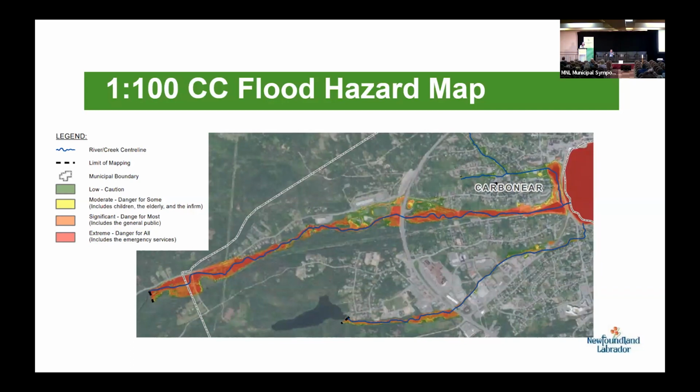This is an example of the flood hazard maps. So the areas in red, those are kind of like the high danger areas where you have the deepest water and the water with the highest velocities. So if I think it's something like 30 centimeters of water that's moving at 0.9 meters per second, that's enough to sweep your feet out from under you and potentially sweep you away, and you could potentially drown.